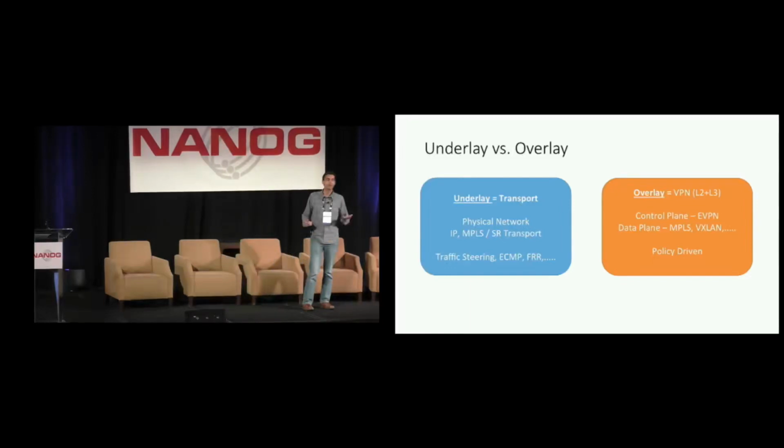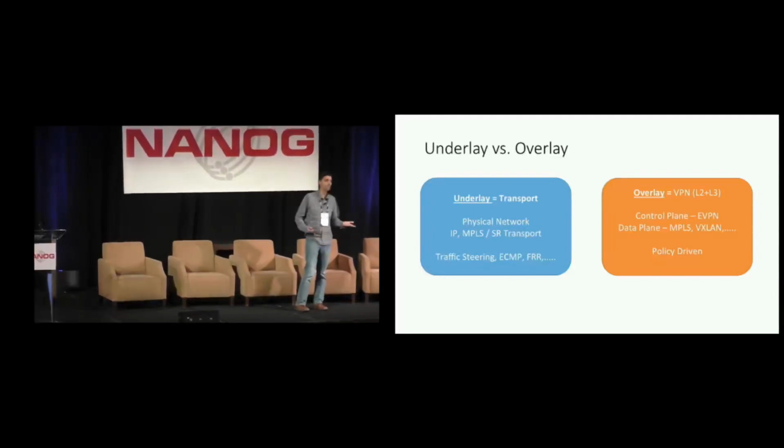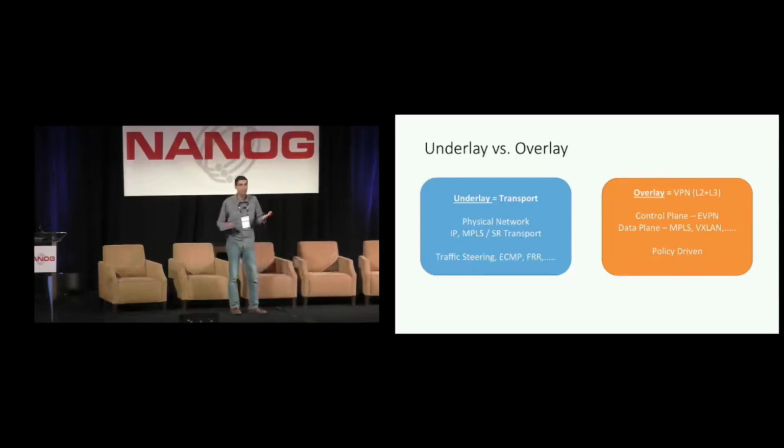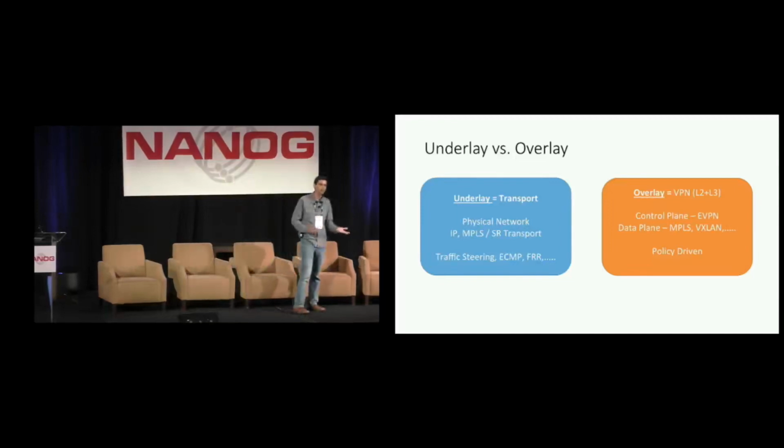The overlay refers to the VPN services that we enable on top of this transport network. And in this architecture, that refers to both layer 2 and layer 3 VPN services that we will enable using BGP VPN as the control plane. And in terms of VPN encapsulation, again, it can be MPLS, or it can be any other IP tunnel encapsulation like VXLAN. For the presentation today, we'll use MPLS as an example together with an MPLS-based transport.